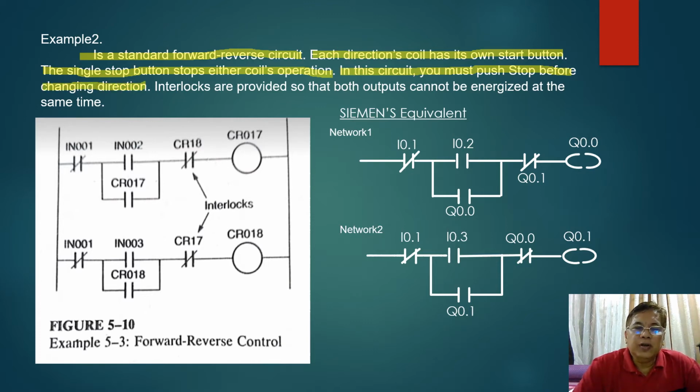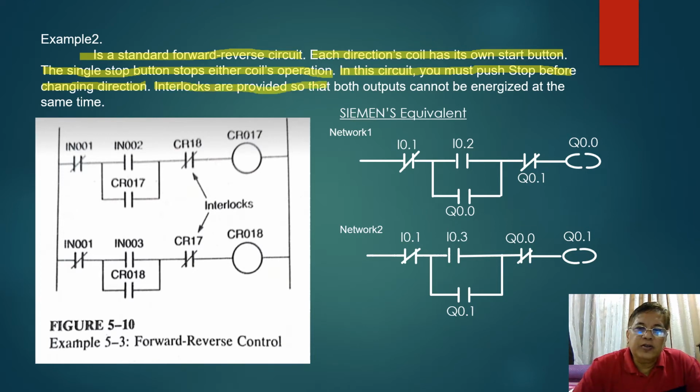So if, for example, the current condition of your motor is forward, and you want it to do the reverse operation, then you have to push first the stop button before changing direction to reverse operation.